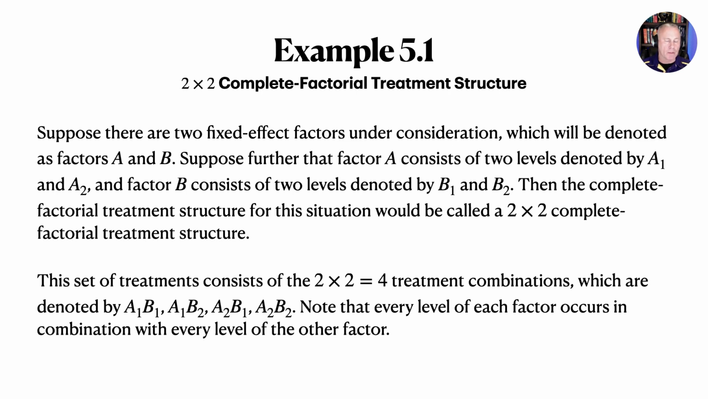This set of treatments consists of the 2 times 2 or 4 treatment combinations, which are denoted by A1B1, A1B2, A2B1, and A2B2. Note that every level of each factor occurs in combination with every level of the other factor, so this is indeed a complete factorial treatment structure.